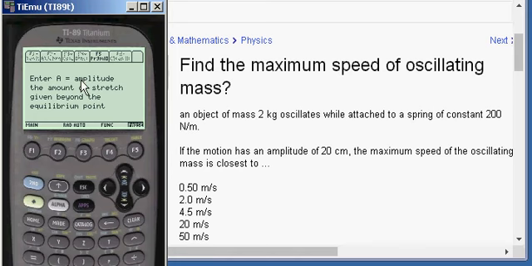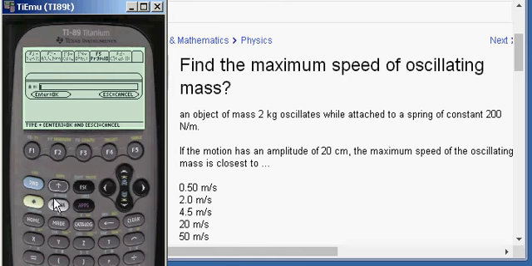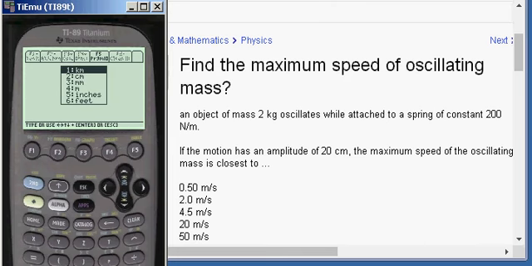Now we're going to enter amplitude, and we're going to press alpha 20, and centimeters, number 2. Notice I give you the formula for that. 20 times 0.01 is 0.2, centimeters to meters, okay?